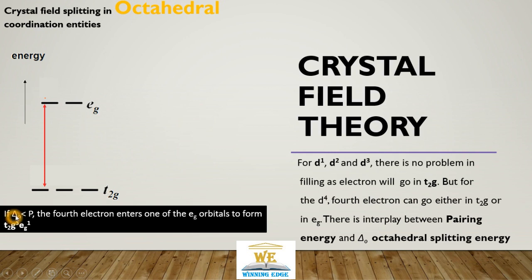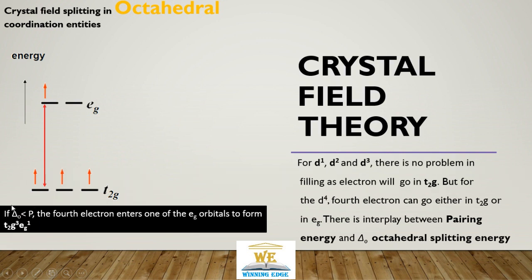Now in case this octahedral energy or splitting energy is less than pairing energy, it means pairing requires more energy than the octahedral splitting. The electron will have priority to occupy the upper energy level, the Eg level. So 3 electrons will be in T2g, and 1 will be in the Eg level. That's the complex we'll get: T2g 3, Eg 1, 4 unpaired electrons.